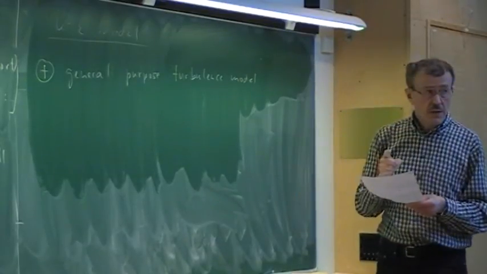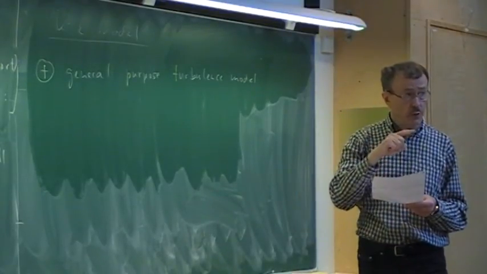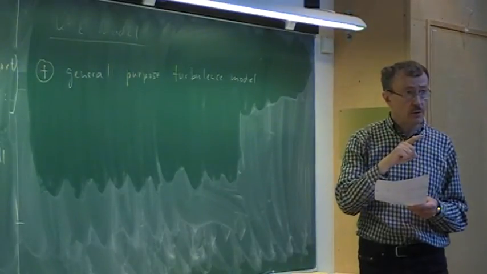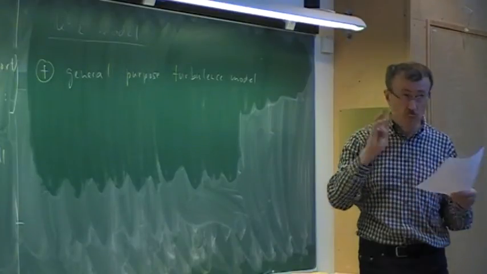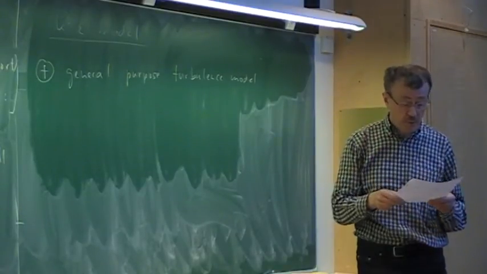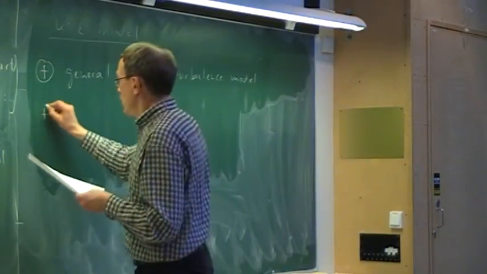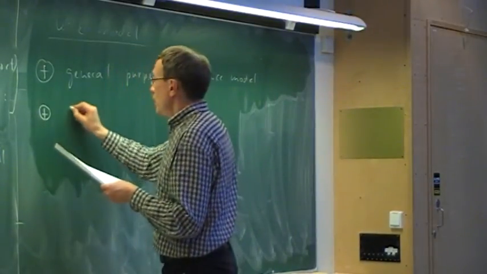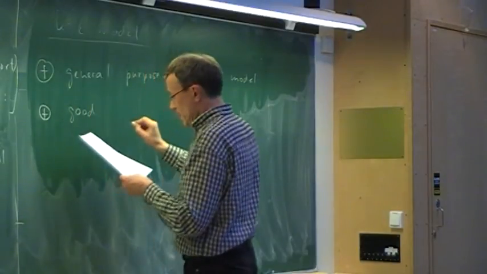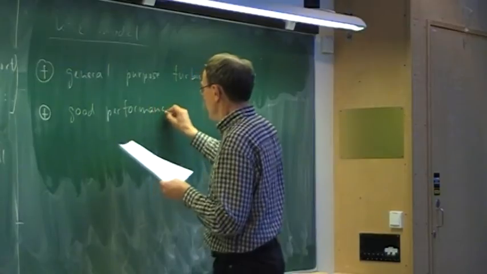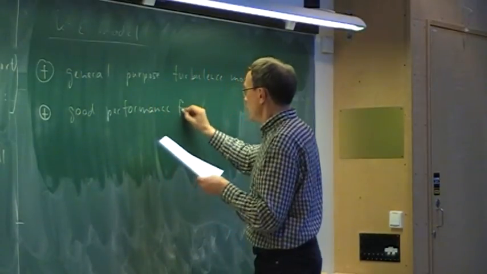The wall distance is required when you use wall functions. When you don't use wall functions but the low Reynolds K epsilon model, then you are independent of that. That is an advantage when you use unstructured grids. And the other thing is it has in general a good performance for many turbulent flows.